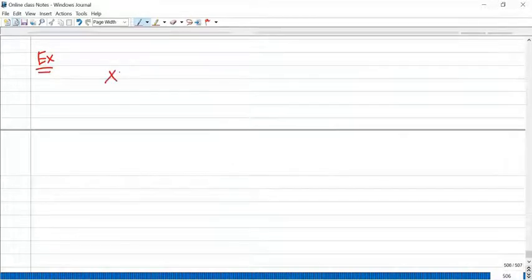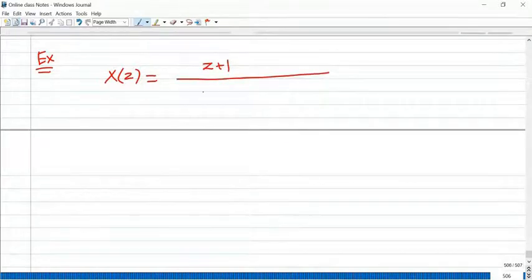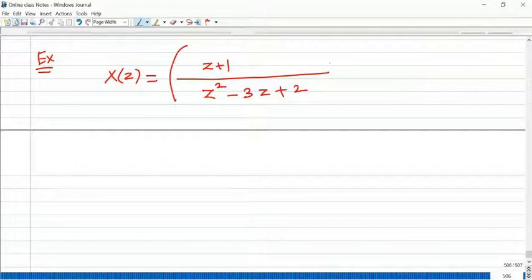Example 2. X of z equals z plus 1 divided by z square minus 3z plus 2. Find the inverse Z transform x of n for causal and non-causal.